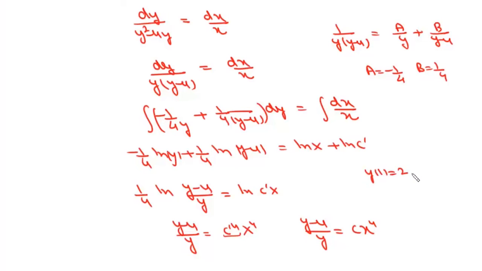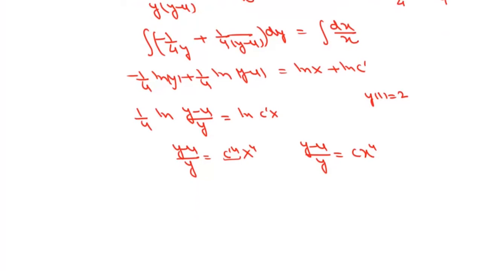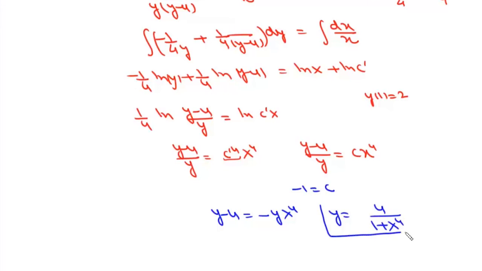Now we are given that when x is 1, y is 2. So if we put values of x and y, we'll get 2 minus 4 is minus 2, minus 2 upon 2 is minus 1, and here this value is 1. So value of c is minus 1. So we'll get y minus 4 is equal to minus y into x to the power 4, or simply y is 4 upon 1 plus x to the power 4. So that is the curve in this question.